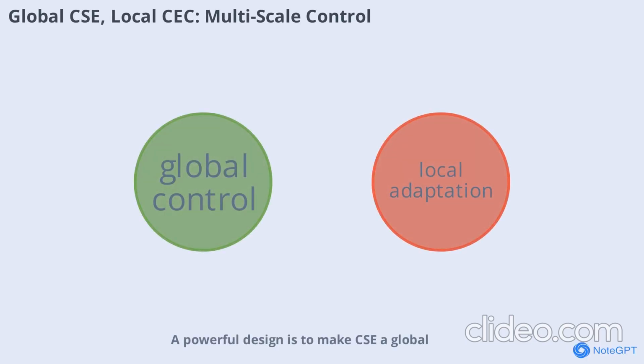A powerful design is to make CSE a global, system-level signal, like overall error or energy, while CEC is a local controller that uses both the global signal and its own local state. This mirrors biological motifs, such as global neuromodulators and local EI balance. Separation enables coordination, robustness, and efficiency, as local controllers can fine-tune their behavior in response to both local and global cues.